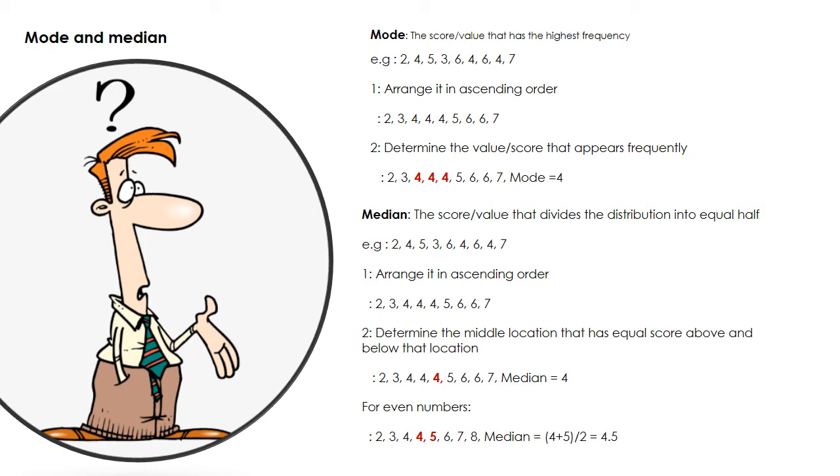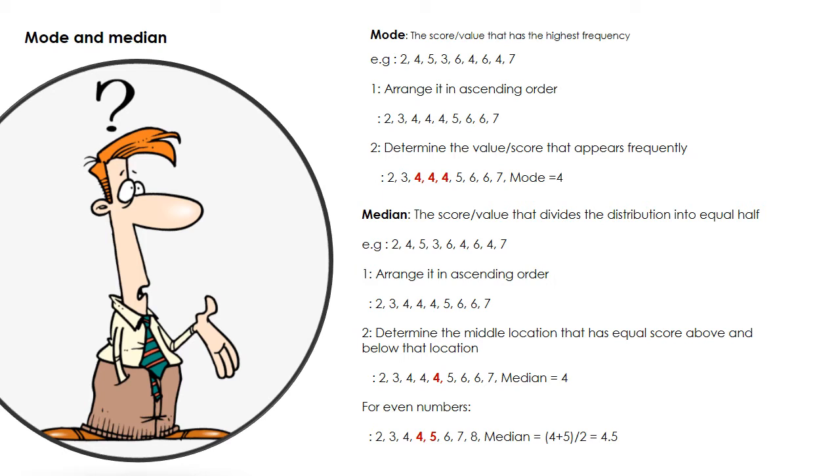So this location, the middle point, actually has 4 numbers below and 4 numbers above it. So this is the value that splits the entire distribution of scores into equal halves. Basically, number 4 is my median, because below number 4 I have 4 values, and above median 4, I have 4 values. So this 4 is the middle point that breaks my distribution into equal halves.